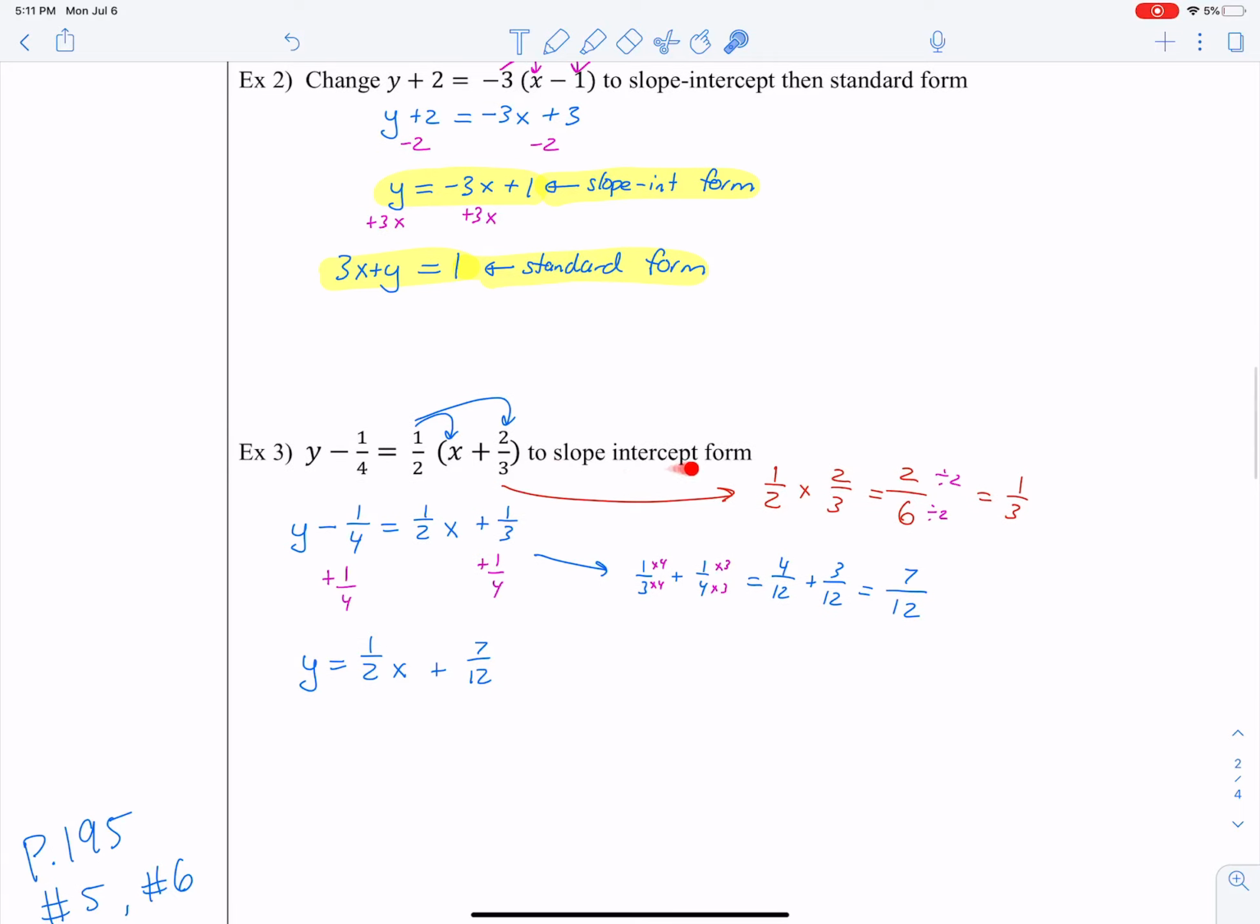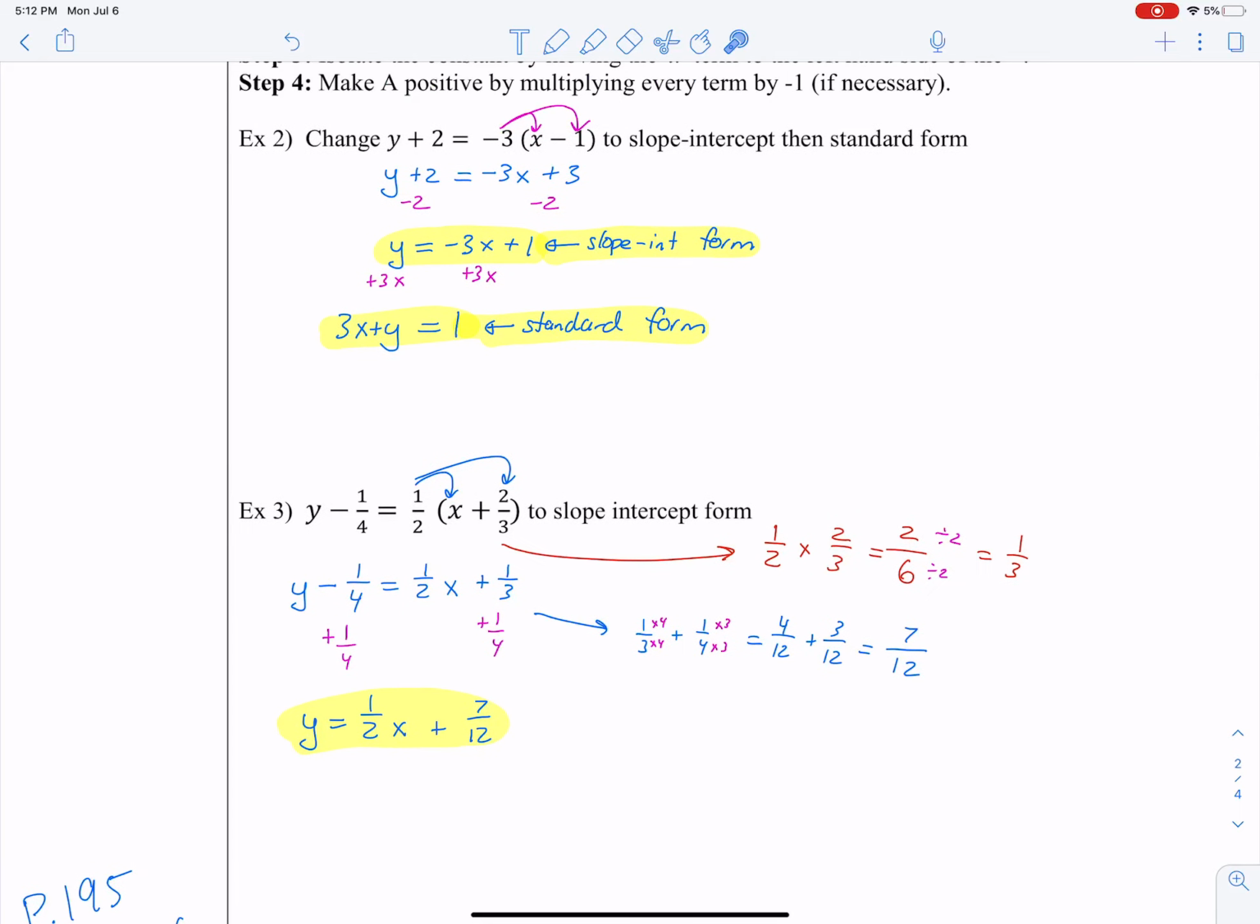And this one just says slope-intercept form. So then I'm finished at this step. I don't have to go any further than that. If it said go to standard form, I would then multiply everything to get rid of my fractions, and then I would move this over to this side.